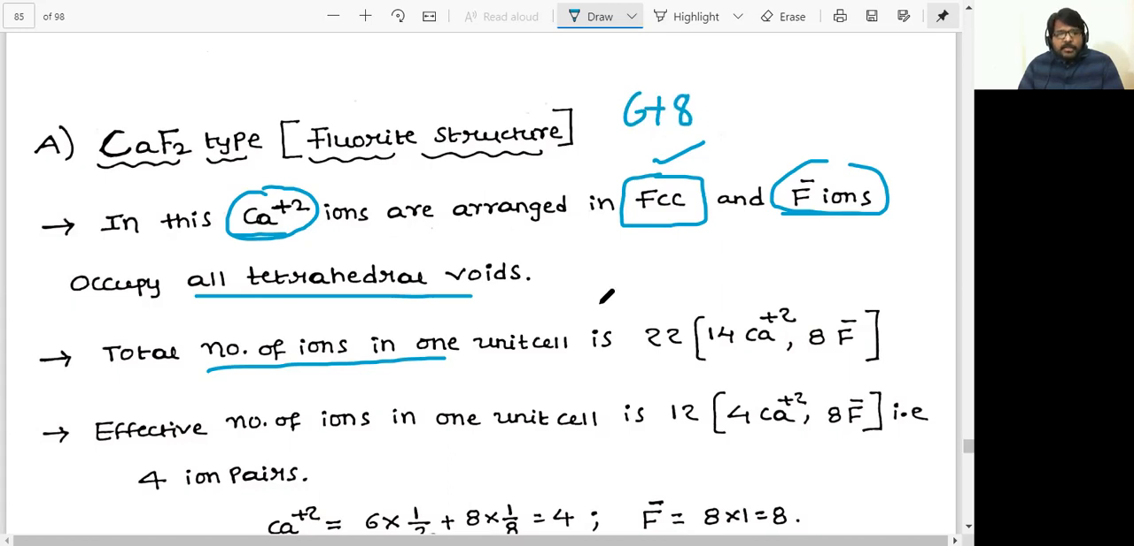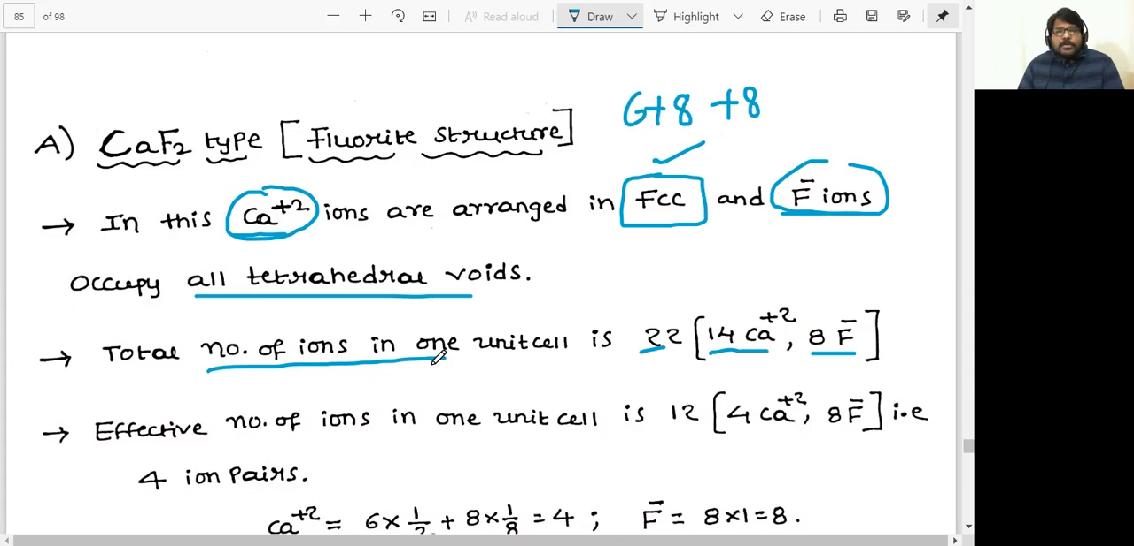And in one unit cell of FCC, there are 8 tetrahedral voids, and all tetrahedral voids are filled. Hence, we can say there are 22 ions in total. One unit cell of CaF2 is having 22 ions in total. So 14 calcium plus 2 ions and 8 fluoride ions.